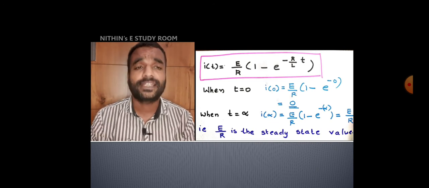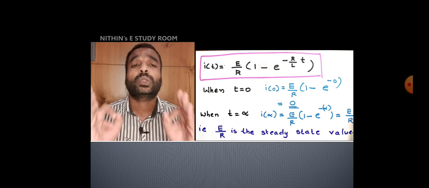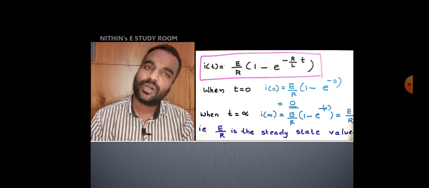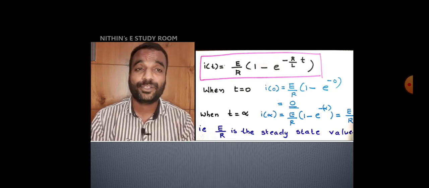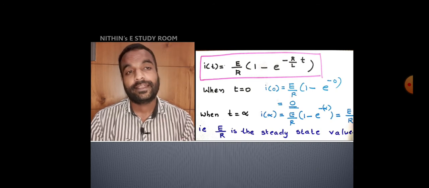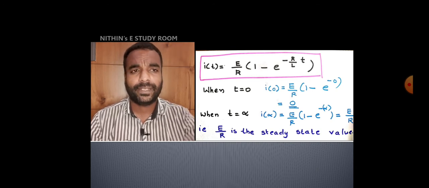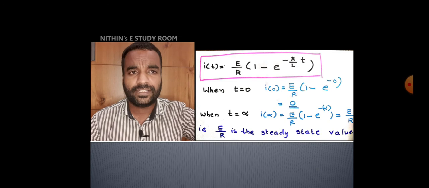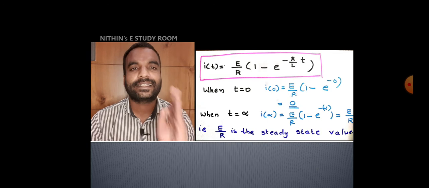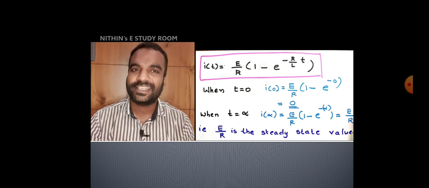For getting the final value, you have to substitute t is equal to infinity in the current equation. So I of infinity is equal to E by R into 1 minus e raised to minus R by L t into infinity. So the total exponent will become minus infinity. So e raised to minus infinity means 0. So I of infinity is equal to E by R. So the final steady state value of the system is E by R.